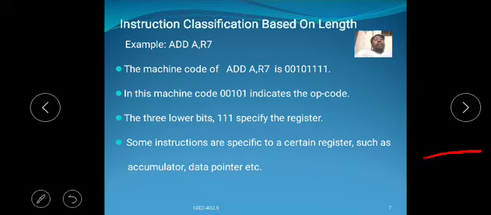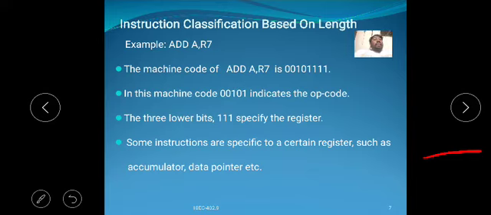Then if you want to write it in the form of machine code, ADD A, Rn is 00101111. In this machine code, 00101 indicates the opcode. The 3 lower bits, 111, specify the register. Some instructions are specific to a certain register, such as the accumulator, data pointer, etc.